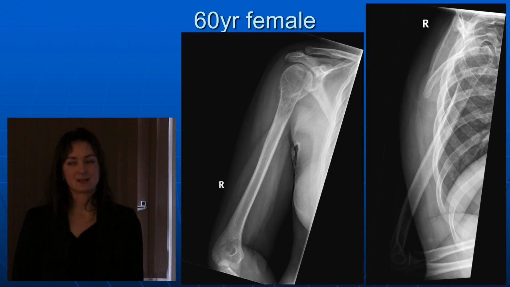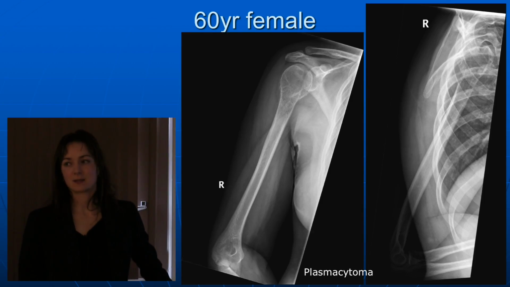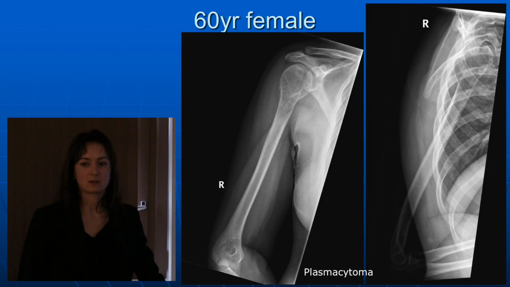So we're coming back to the easy things. A 60-year-old woman with an aggressive bone lesion is metastasis or myeloma. So this is another myeloma, which starts out as a plasmacytoma. This solitary lesion is called a plasmacytoma.